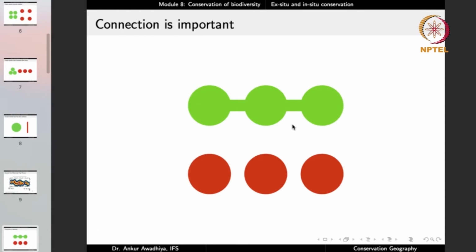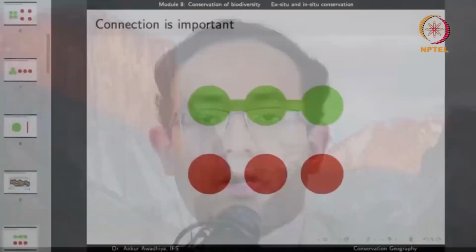Another principle is that connection is important. So if nothing else works, at least try to maintain connectivity, because connections permit animals to move from one part to another part, or from one small reserve to another small reserve, creating them into a meta population and negating the influences of the small population paradigms.